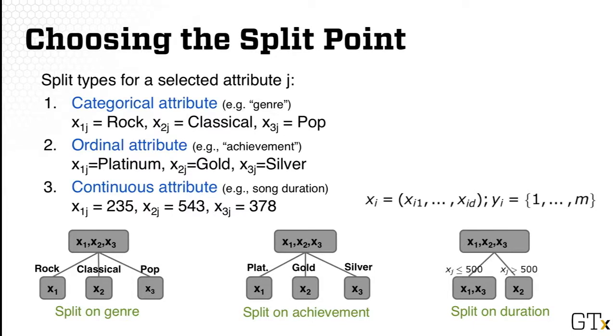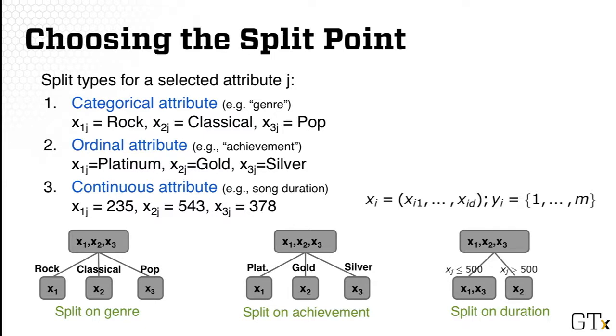For example, for categorical attributes, such as looking at the genre of songs, like rock, classical, and pop. This is the simplest case, because we can just have one branch for each of these categories. And for ordinal attributes, such as achievements, like platinum, gold, and silver, here we have order, but in a decision tree, we don't really care about the ordering. So in this case, we can just have one branch for each of the achievement types. For contiguous attributes, what we do would actually be determining the split point.